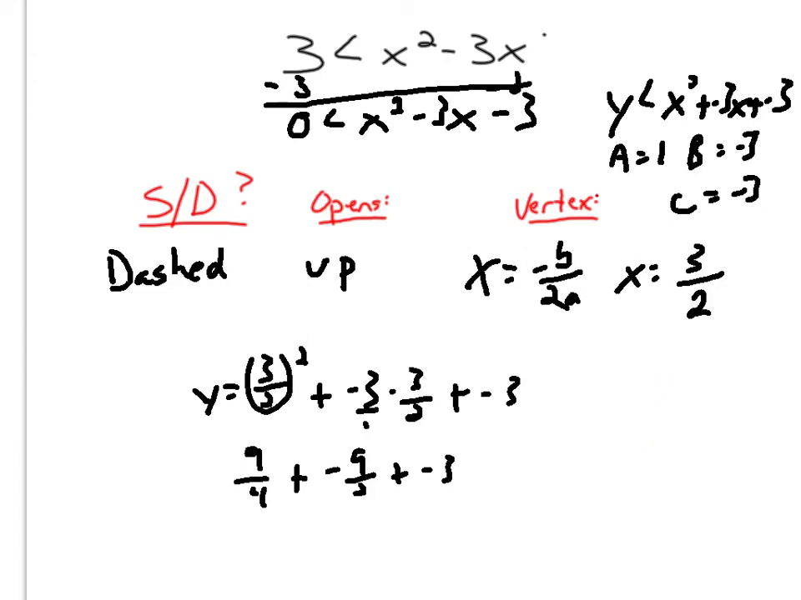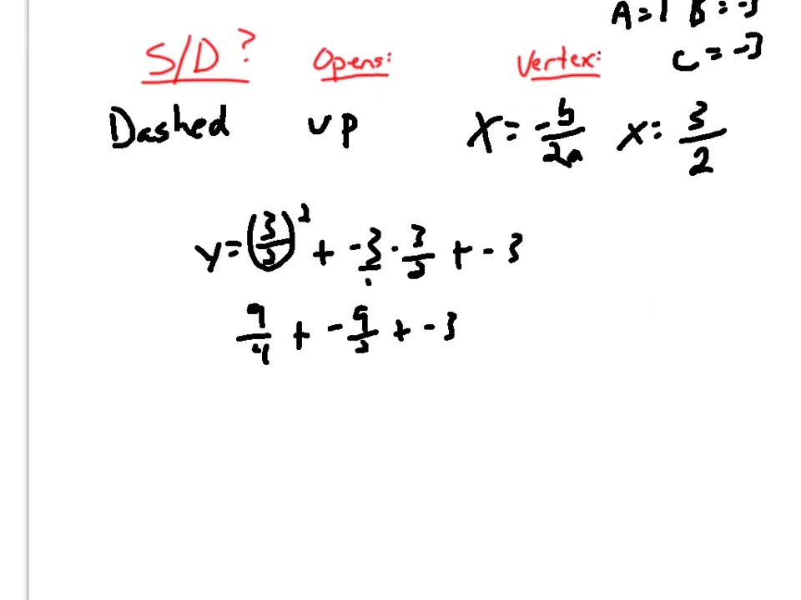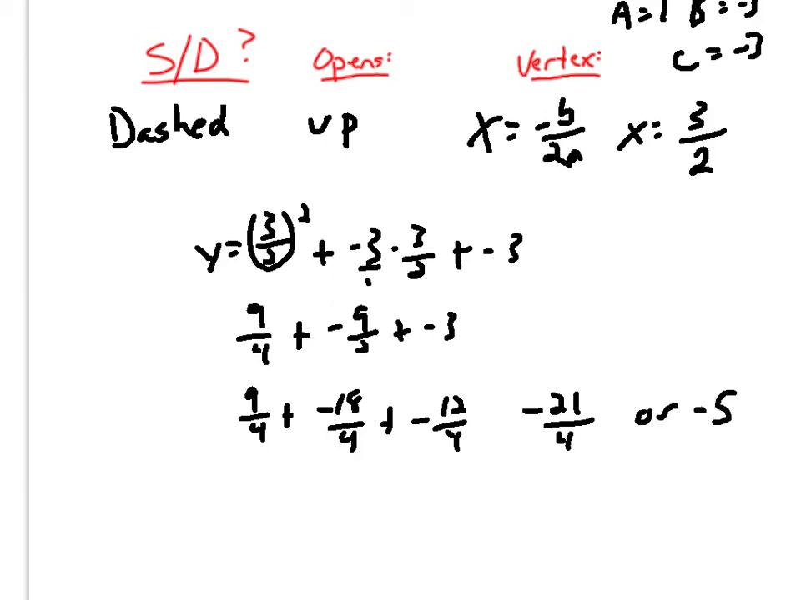So we've got 9 fourths plus negative 9 halves. Well, that's 9 fourths plus negative 18 fourths. And then negative 3 is negative 12 fourths. So I've got negative 18 plus negative 12 is negative 30, plus 9 is negative 21 fourths. Or that's negative 5 and 1 fourth for the y value.